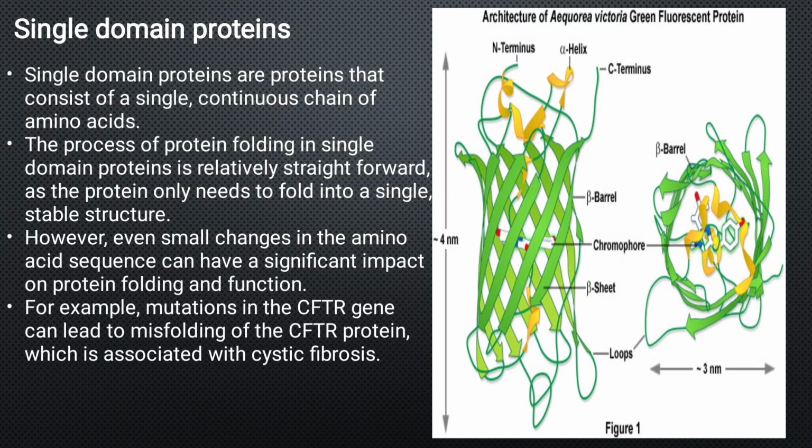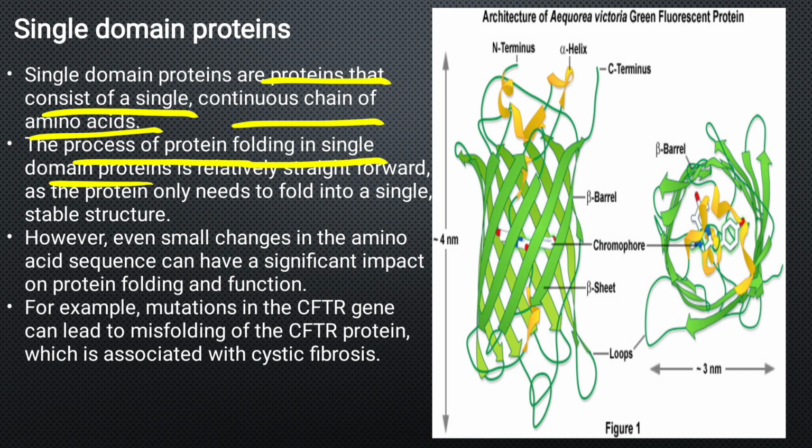So let's see single domain proteins. Single domain proteins are proteins that consist of a single continuous chain of amino acids. The process of protein folding in single domain proteins is relatively straightforward, as the protein only needs to fold into a single stable structure. However, even a small change in the amino acid sequence can have a significant impact on protein folding and function. For example, mutations in the CFTR gene can lead to misfolding of the CFTR protein, which is associated with cystic fibrosis.